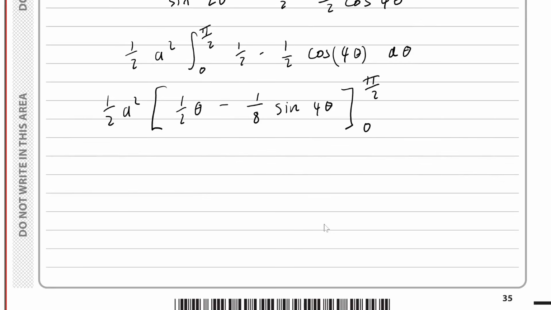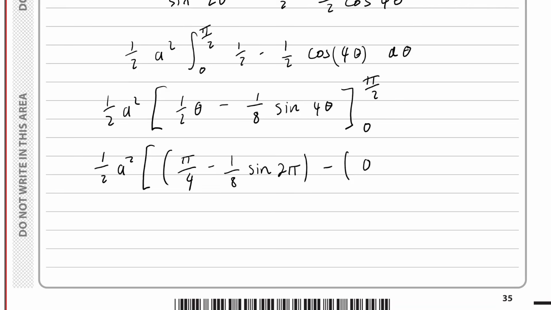So we're going to substitute in pi over 2 and substitute in 0, taking them away. So half of a squared. Half of pi over 2 is pi over 4. Minus 1/8 of sine 4 theta. 4 pi over 2's will be 2 pi. Minus half of 0, which is 0, minus 1/8 of sine 0.